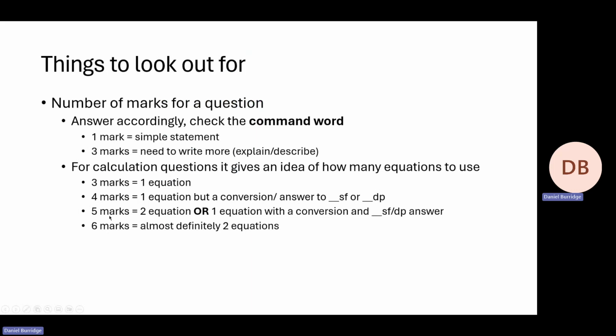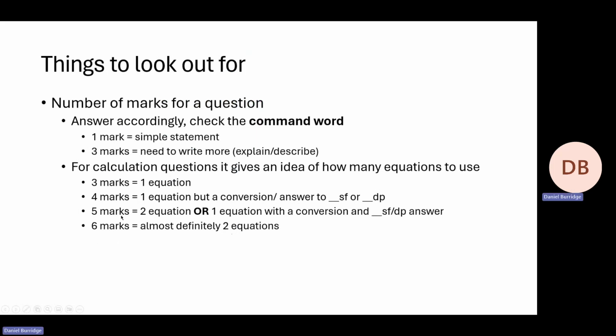5 and 6 mark, those could be using 2 equations. 6 markers are almost definitely 2 equation questions, but 5 mark questions could be a sort of range of things. You might have to use 2 equations, or it'll be just one single equation, but with a conversion in there and potentially a number of significant figures or decimal places for your answer, or a unit or any of that. But in general, your marks will follow that sort of rule.